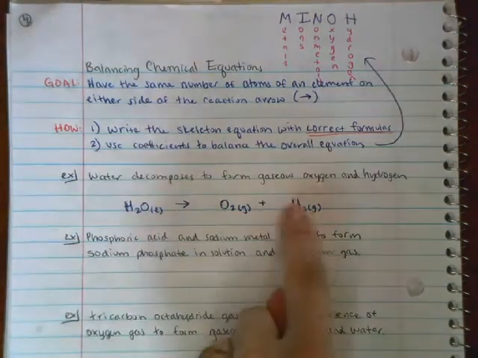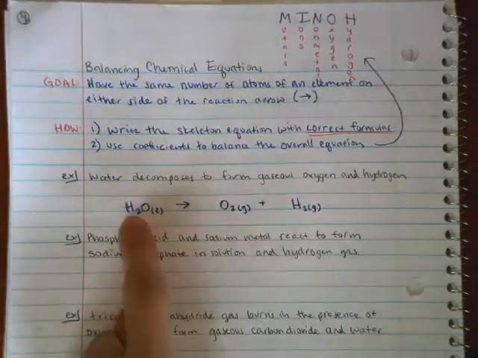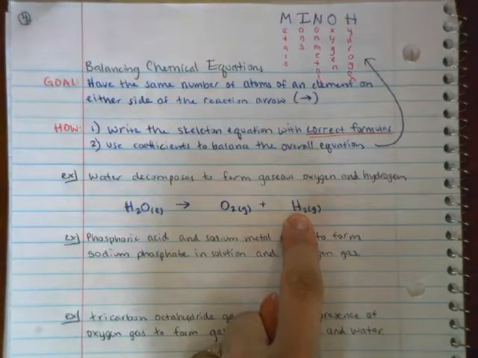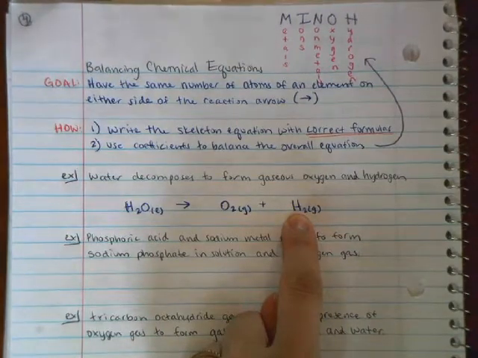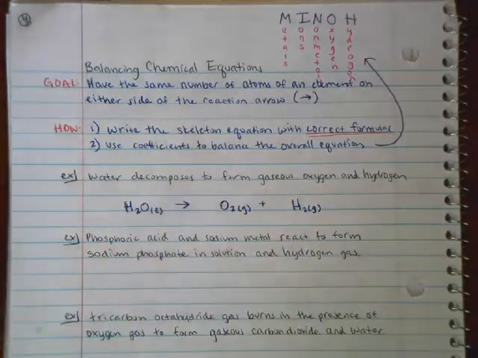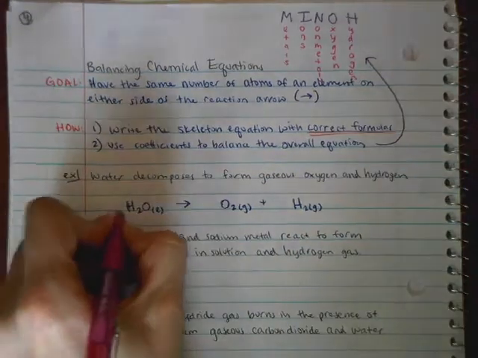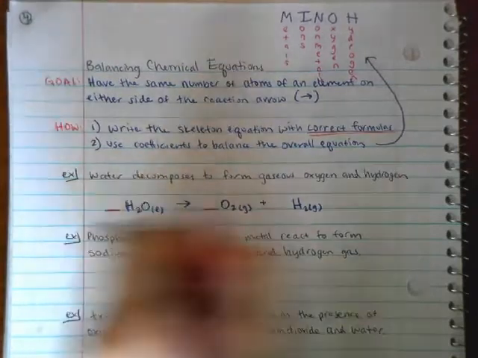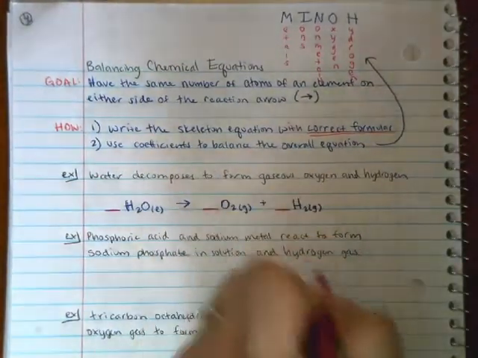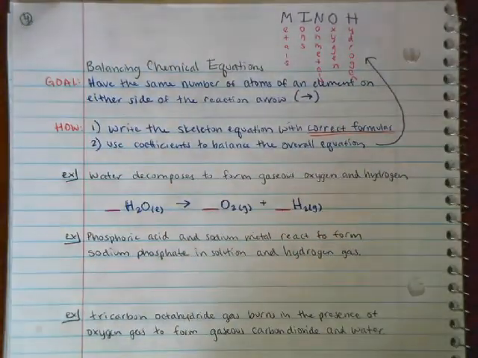Our hydrogens are already balanced. Notice that we have 2 hydrogens on the left, 2 hydrogens on the right. That might get thrown out of whack as we proceed to balance. That's okay. We'll take care of all of them. So what I'm going to do is put these lines in front of each of my formulas, and that's where I will put my coefficients.